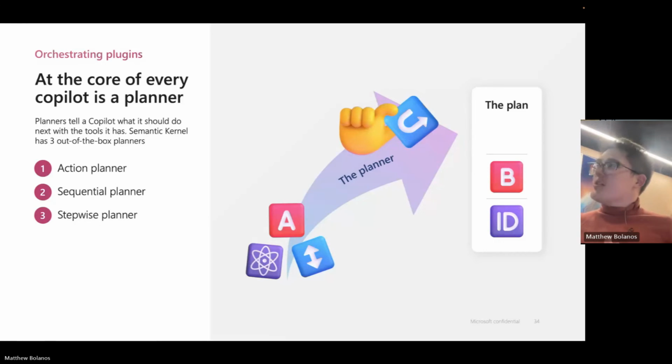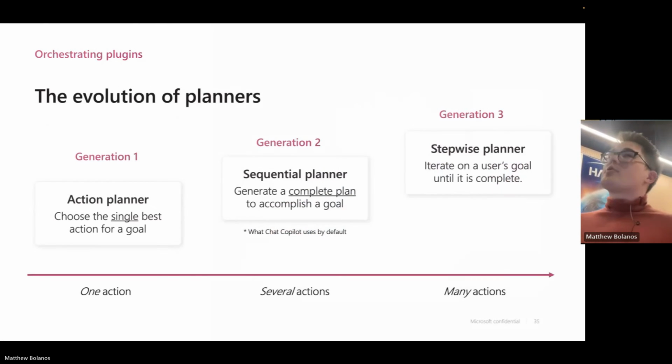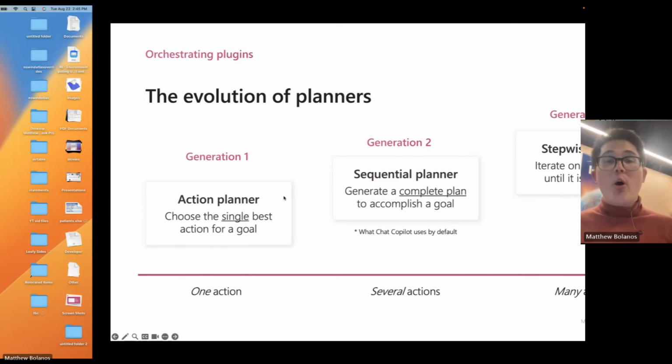So Planner, as I mentioned earlier, is where you give a goal, and there's this big prompt that then takes that goal and creates a plan. And in Semantic Kernel land, we actually have three. And it basically shows the evolution of how the entire AI community was thinking about these planners. Generation 1, we call it action planner, and it chooses a single function to call for a goal. One action. Pretty dumb. I don't expect anything else to use it. Generation 2 is what you've already seen in the Chat Copilot. It's called sequential planner, and it generates a complete plan to accomplish a goal.